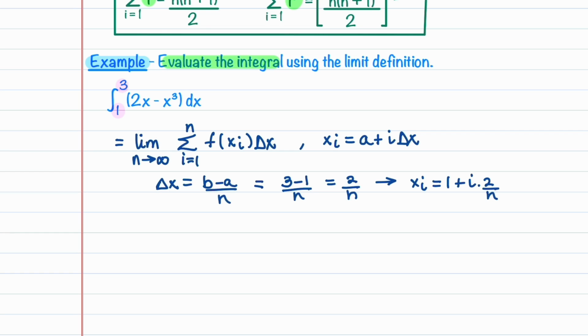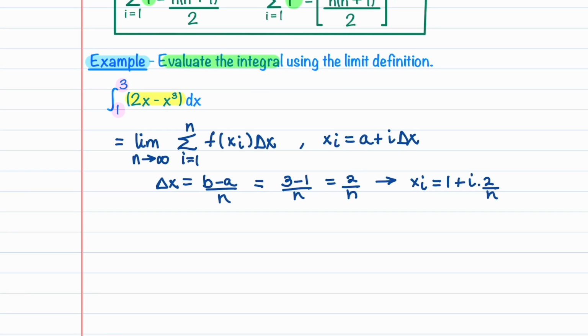Now we're going to substitute in f of x sub i and delta x into our limit. f of x is this function here, 2x minus x cubed. So let's go ahead and put that in. This gives us the limit as n goes to infinity, the sum, i goes from 1 to n, f of x sub i is now 2 x sub i minus x sub i cubed. And then our delta x is just 2 divided by n.